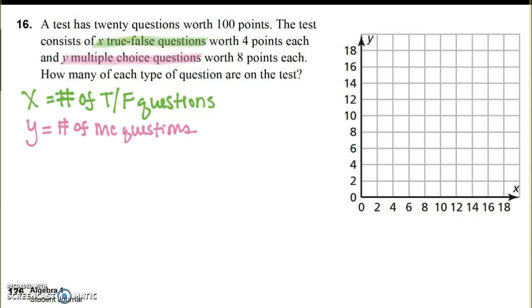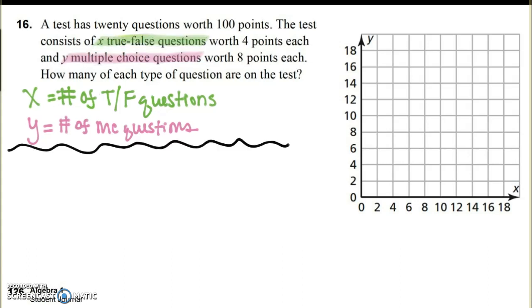So always identify your variables. That's going to be very helpful in writing the system of equations. So now that we know what X and Y represent, we can go through and formulate or put together our two equations. So within the problem, we are first told in the first sentence two things. We're told that there's 20 questions total, and there's also 100 points total. So this first part where we're being told that there's 20 questions, well, that's going to be our first equation.